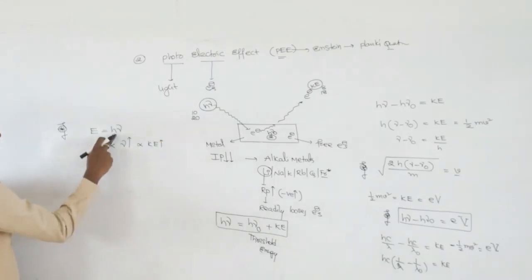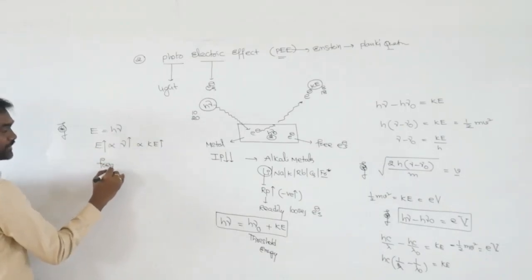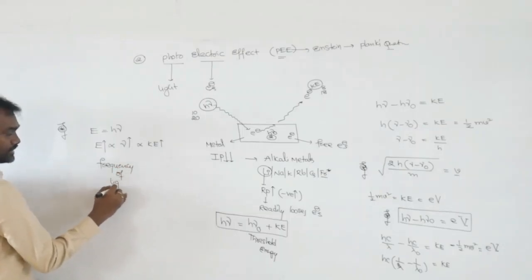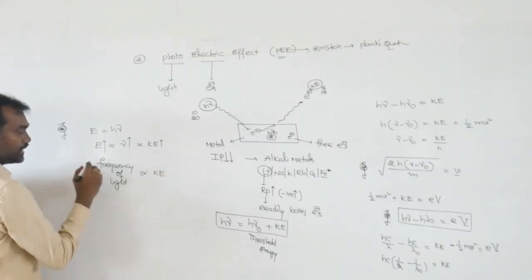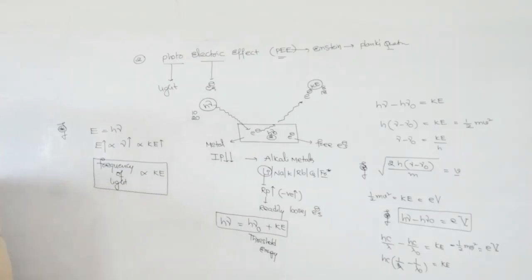So h nu, nu means frequency. When the frequency of light increases, the kinetic energy of the electron increases. One important point.